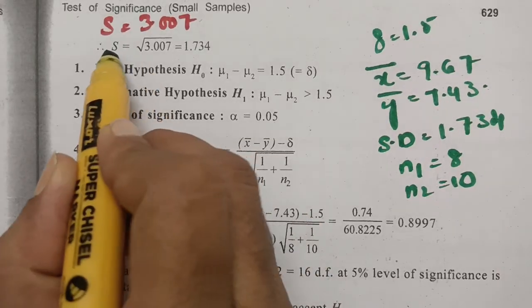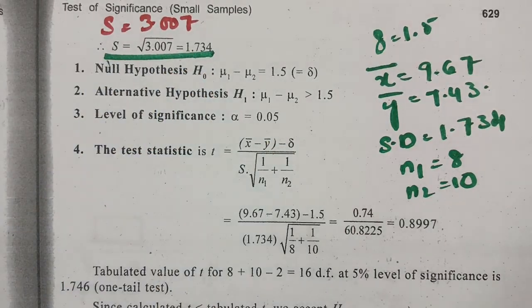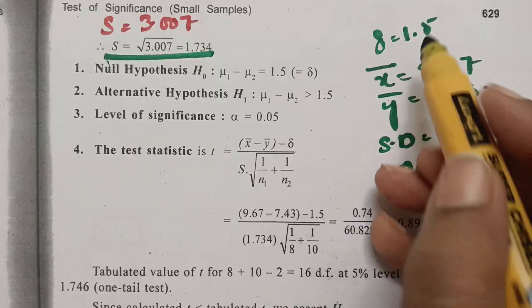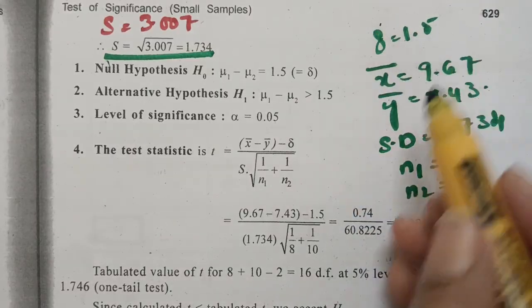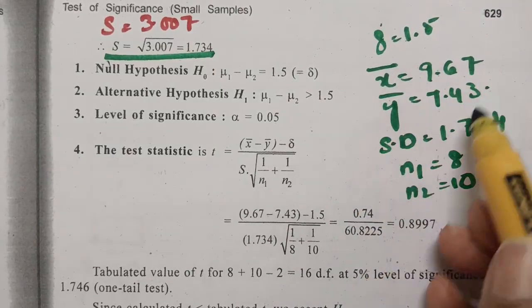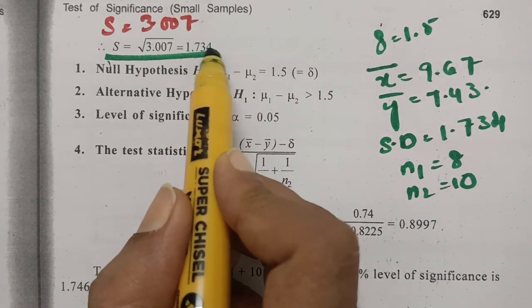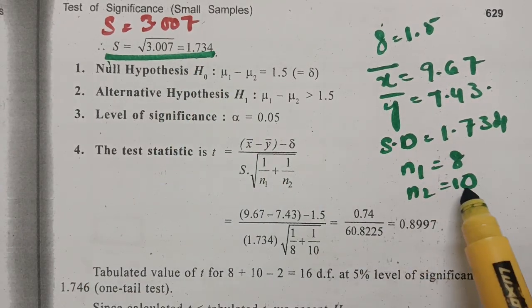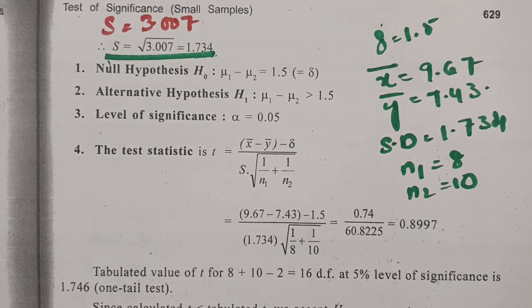After taking the square root, the standard deviation here is 1.734. Here the delta, the difference between mu1 and mu2, is 1.5. X bar is this one, y bar is this one. Standard deviation is 1.734. N1 is equal to 8 and N2 is equal to 10. Now we have to go with the 5 steps.